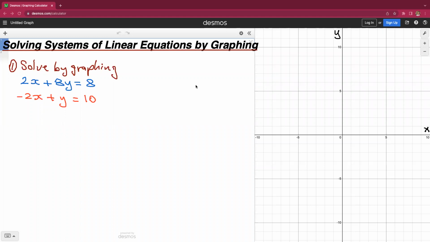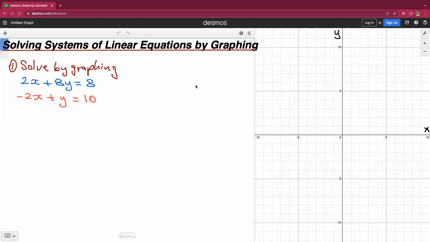Hello again. Today we're going to start the third chapter of grade 10 math, solving linear systems. We will be solving linear systems by graphing, and also algebraically. Today we're just going to focus on solving linear systems by graphing.